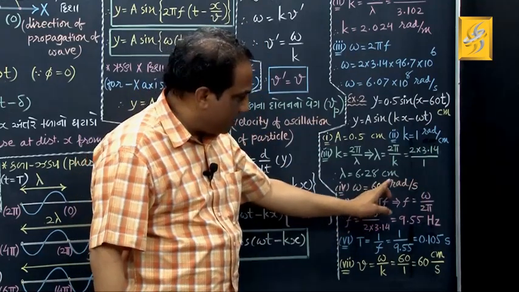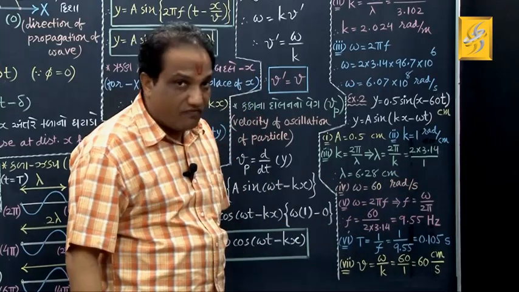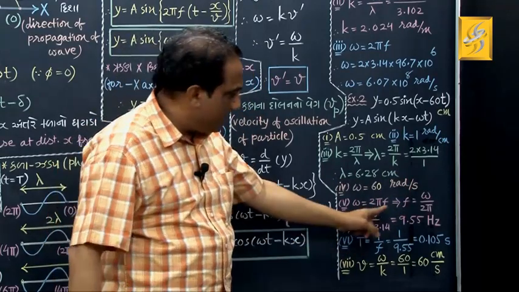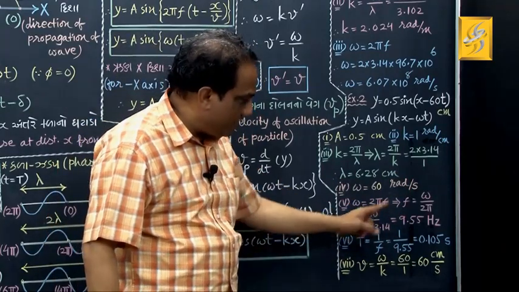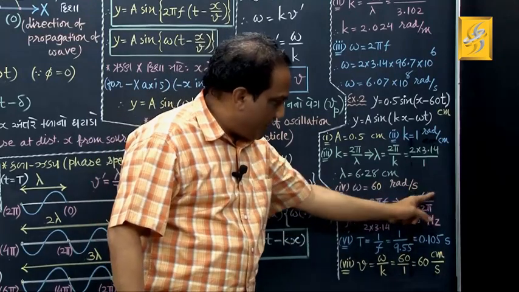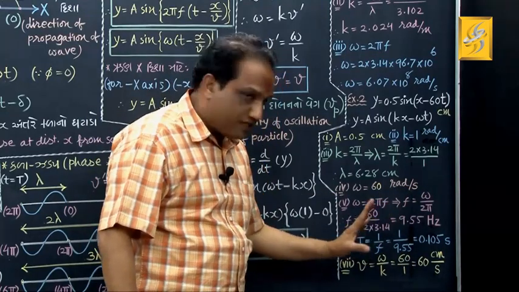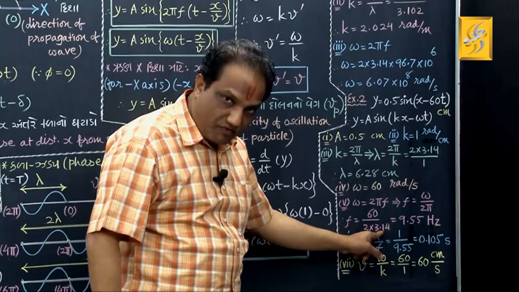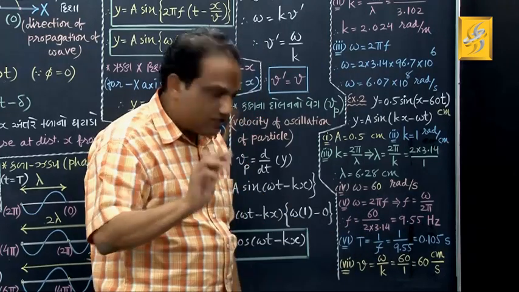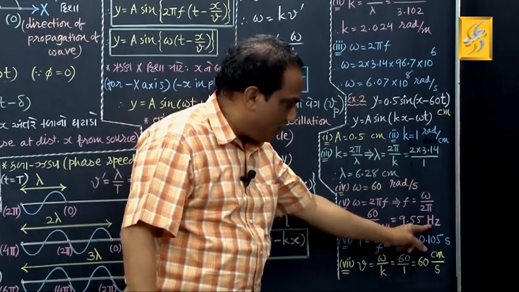Omega equals 60 radian per second. What about the omega formula? It is 2 pi f. Then what is f? It is omega upon 2 pi. Omega is 60, 2 pi radian as it is. Instead of pi, I am putting 3.14. Simplify. The answer is 9.55 hertz.